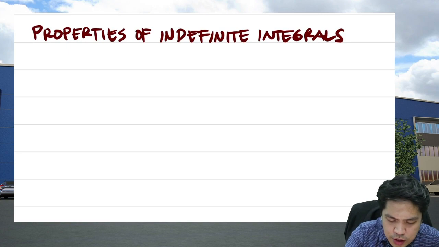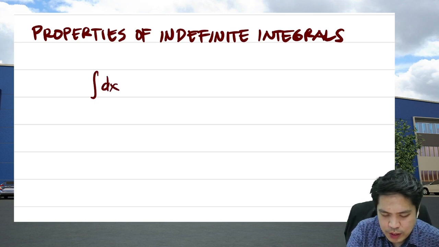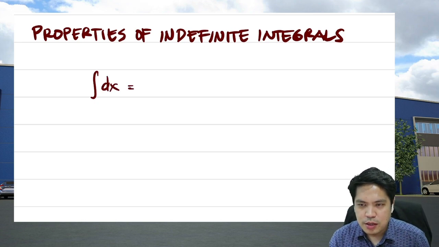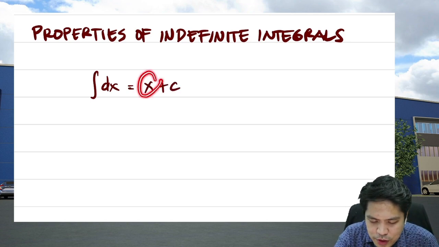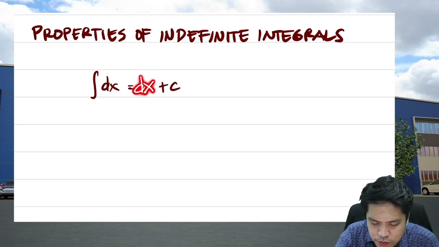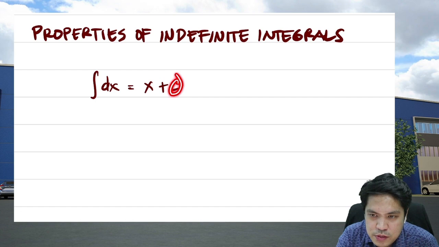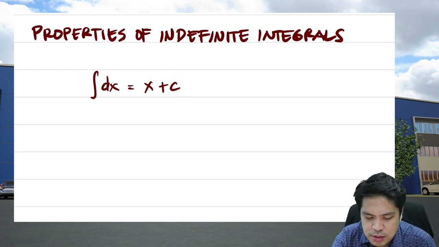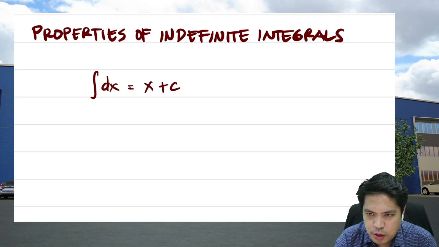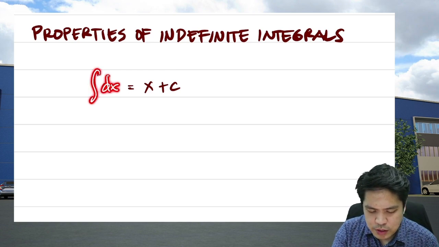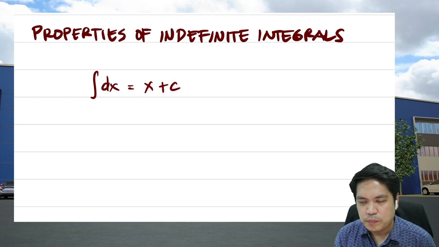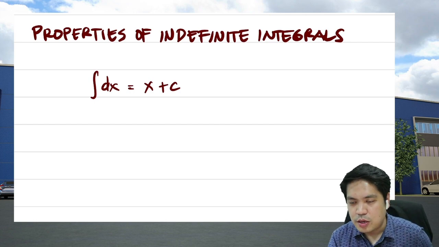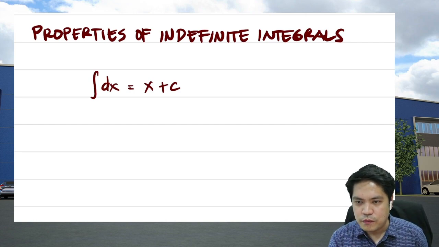Okay, so we'll start with the first property, that is just the integral of dx. Of course, sobrang dali, the integral of dx is just x plus c. Because we know that the derivative of x is just dx, and the derivative of a constant is 0. So, therefore, applying the antiderivative, the integral of dx is just equal to x plus a constant of integration. Meron tayong i-add na constant na nawala during the process of differentiation.